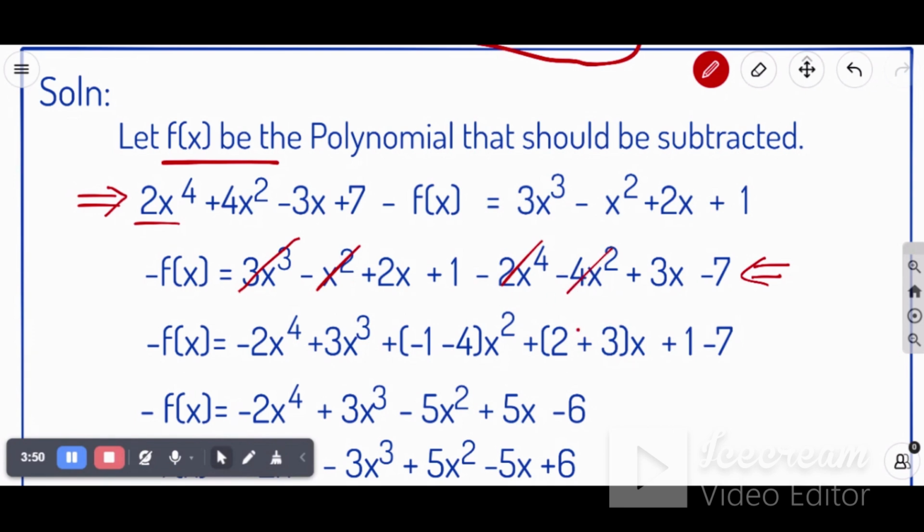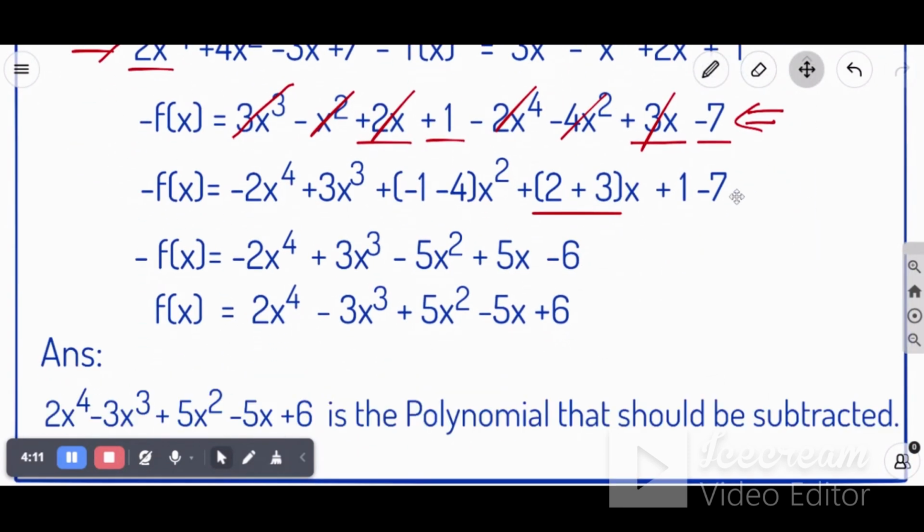Now we are moving to the next one, which is our x. We have got 2x here, plus 2x and plus 3x. So I have taken it as plus 5x. 2 plus 3 will be 5x. We are done with these terms also. And now finally we have got your constants. Plus 1 and minus 7. We are done with this step.